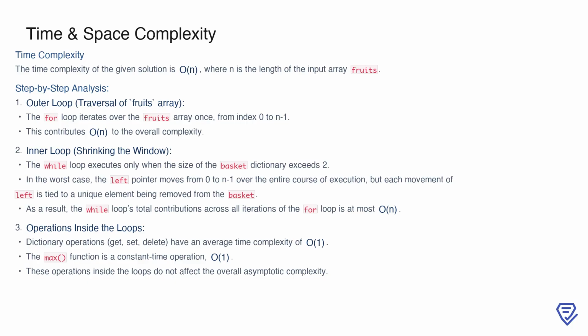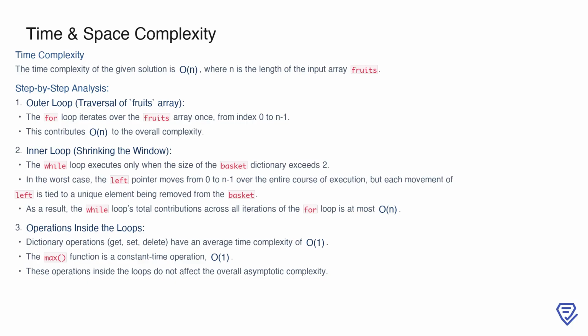Now, within this loop, we have a while loop that activates when the basket dictionary contains more than two distinct fruit types. The key observation here is that the left pointer moves strictly forward, and each movement corresponds to one element being removed from the basket dictionary. Therefore, even though the while loop might execute multiple times, the total number of movements by the left pointer across the entire execution is at most n. This means the while loop contributes an additional O(n) in total.